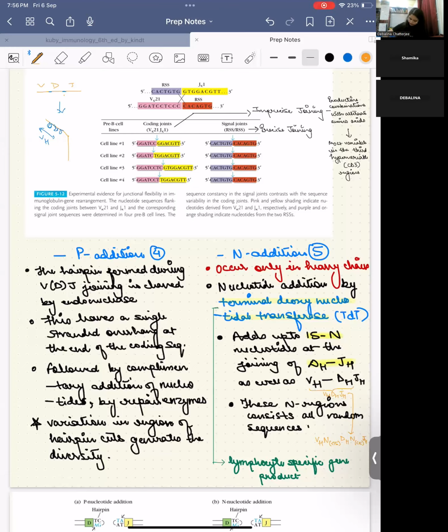So ultimately, whatever the combinations that arise, it is this VH, N, DH, N, and JH. And then we have the CH domains. Whatever CH comes in, that determines which antibody molecule has been formed.